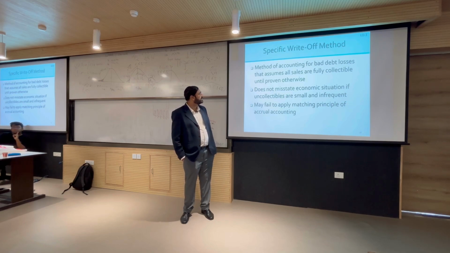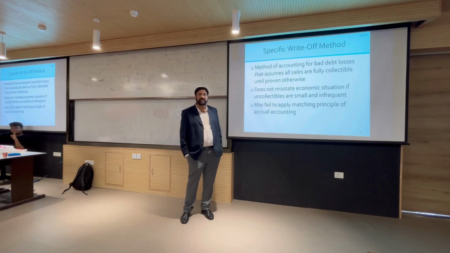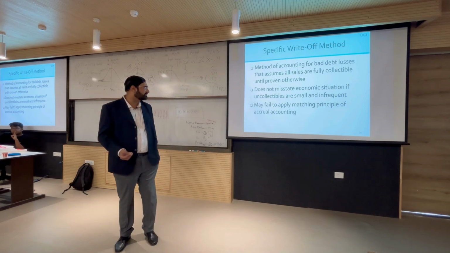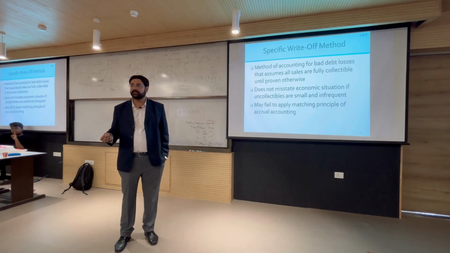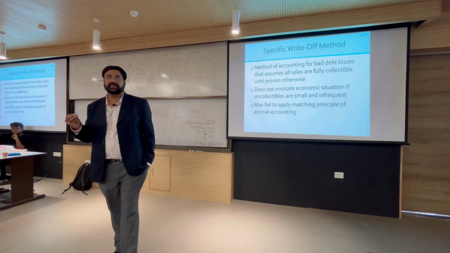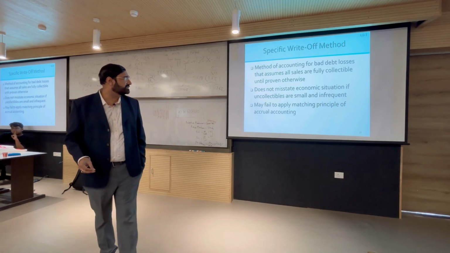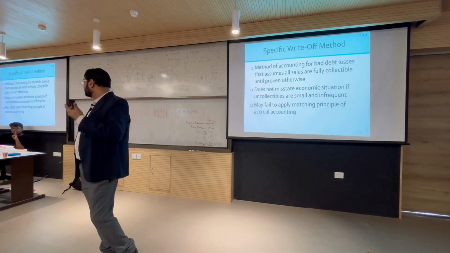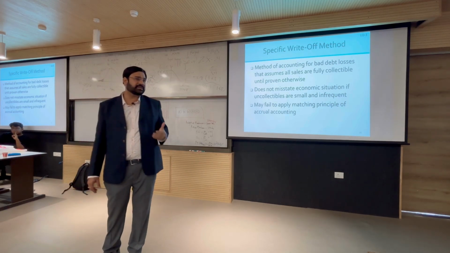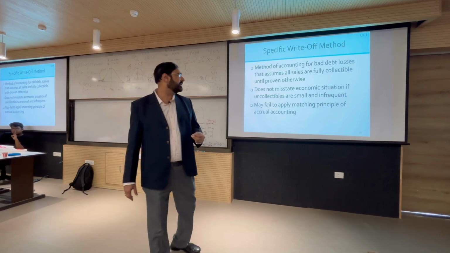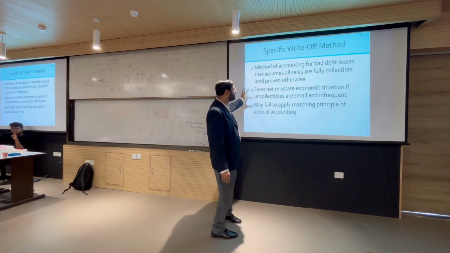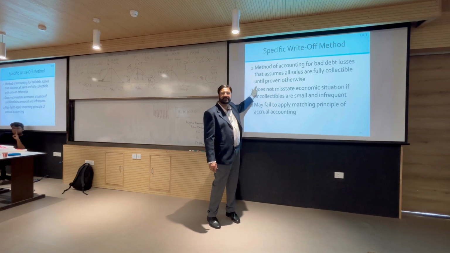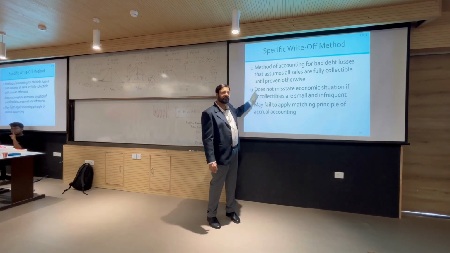So there are two methods that we are talking about for bad debts. One is a specific write-off method, one is an allowance method, which is more like a general method. What is a specific write-off method? In the specific write-off method, I assume that all sales are collectible until proven otherwise.